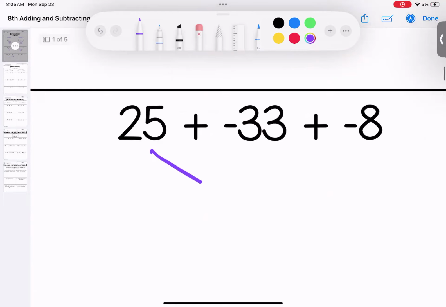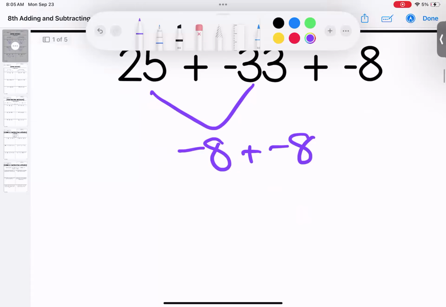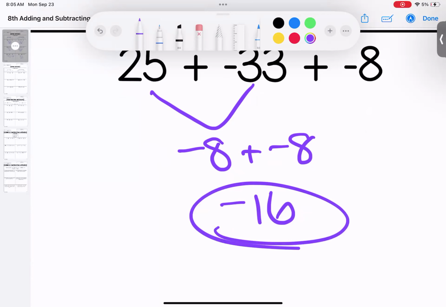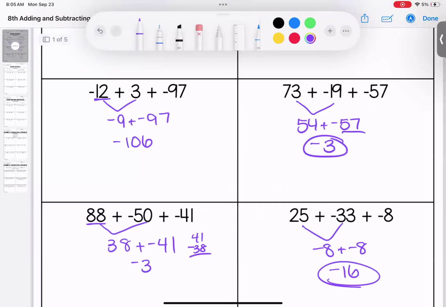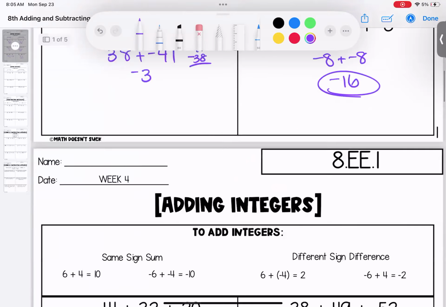Coming down here, opposite subtract. 33 minus 25 is 8. It's negative. Same sign sum, 8 and 8 is 16, growing in its negativity. If you have questions on the first page, please go ahead and bring them with you to class.